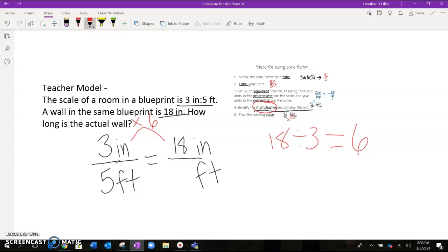And then in order to keep a fraction equivalent, whatever I do to the top, I have to do to the bottom. So I'm doing 5 times 6. Okay, so 5 times 6 is 30.